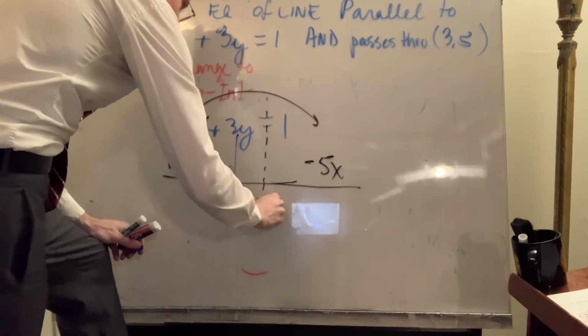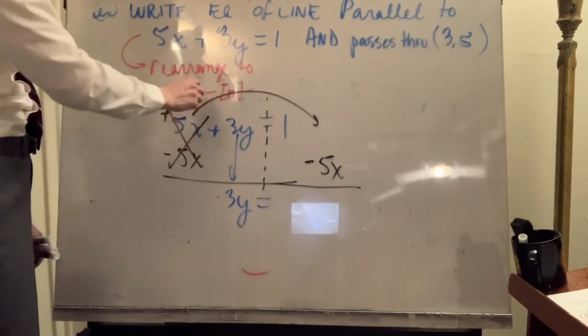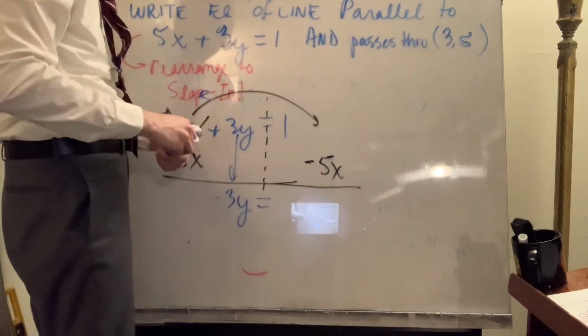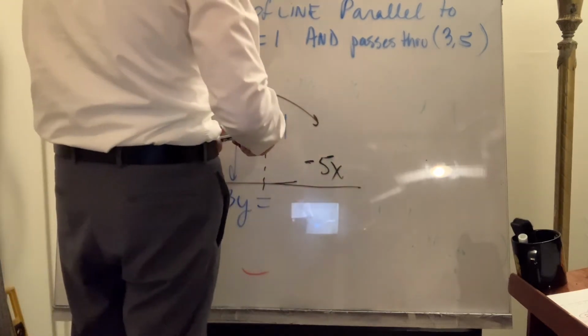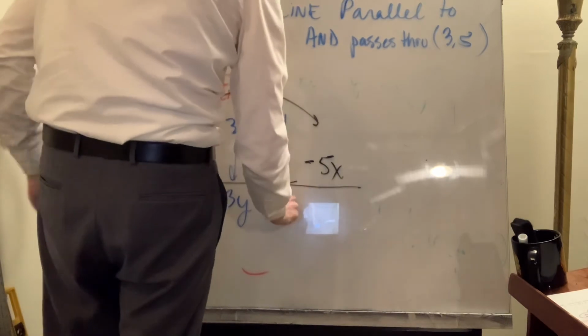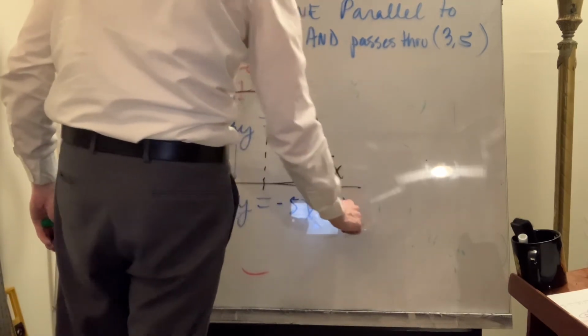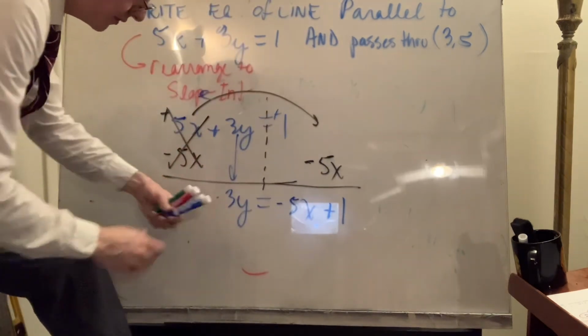And then, because I want it to conform to the slope-intercept form, I'm going to put this in the front. It doesn't have to be, but it would be better etiquette, shall we say. So minus 5x, and then this plus 1 is going to be here. All right. Last thing is to move the 3.